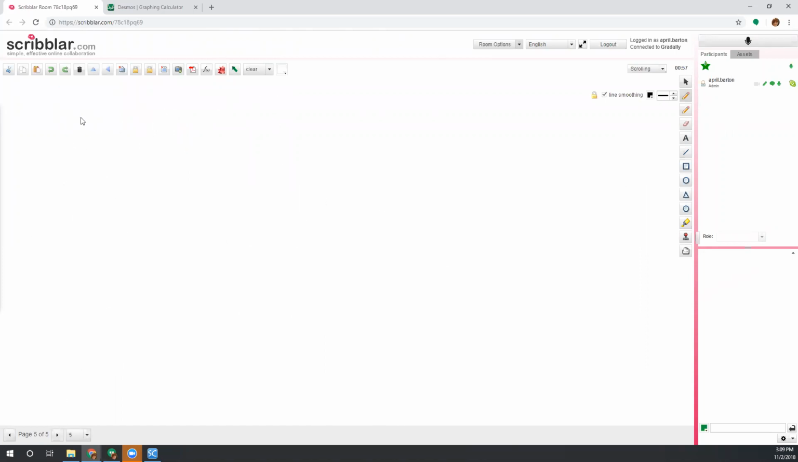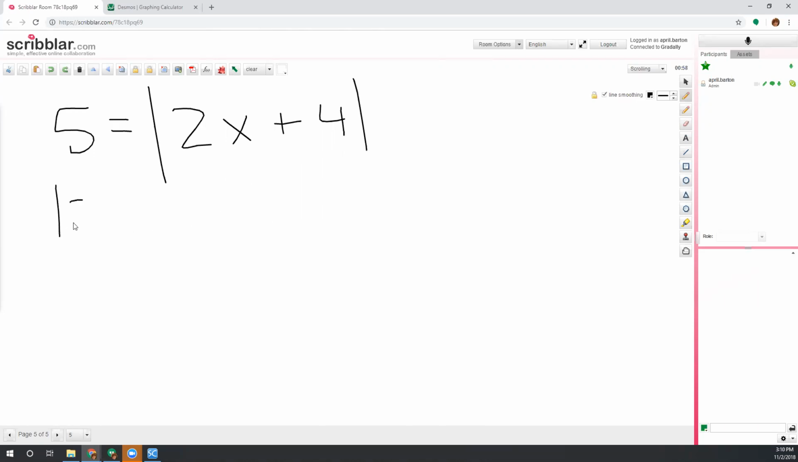Something else that can be kind of weird that might switch it up a little bit is they write the absolute value bars on the opposite side. If they do that, I would actually rewrite it. I'd put the absolute value bar first and then put the number. But once you do that, now you just write your two separate equations again. So what would the first equation look like?